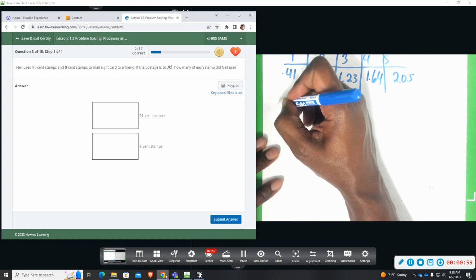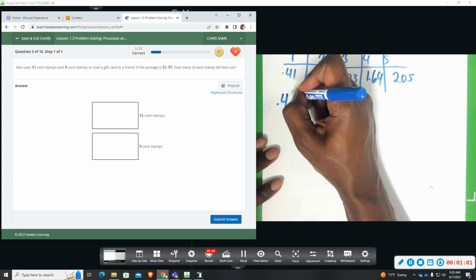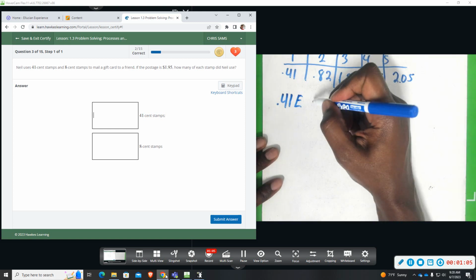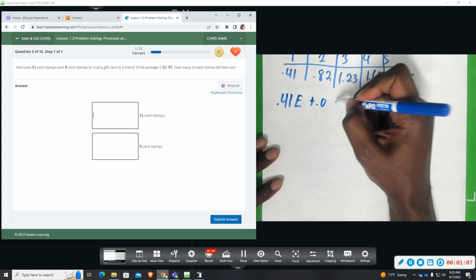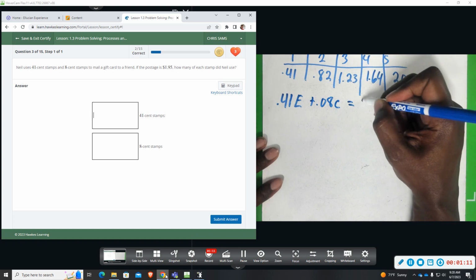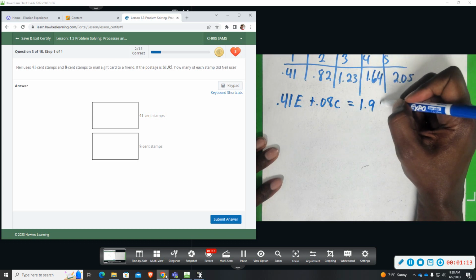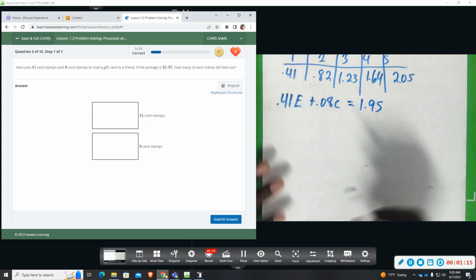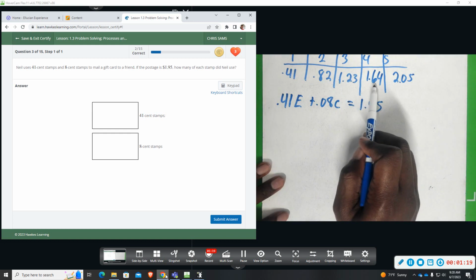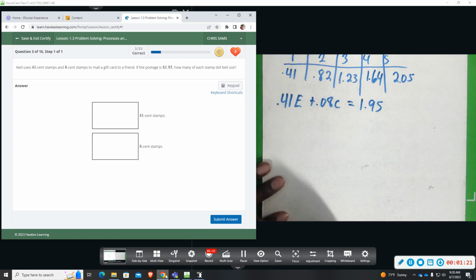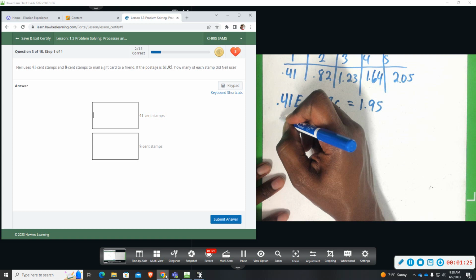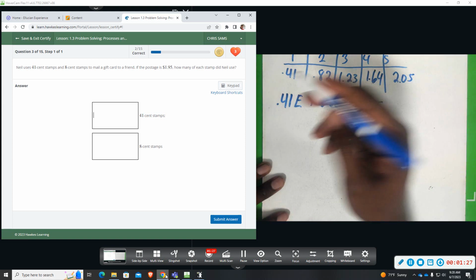And so I'm going to write down the formula: 0.41 times the number of expensive stamps, plus 0.08 times the number of cheaper stamps. We want that total to be 1.95. All right. So I'm going to start with the highest possible that I can use. So if I were to use 4 of them, that would be $1.64.